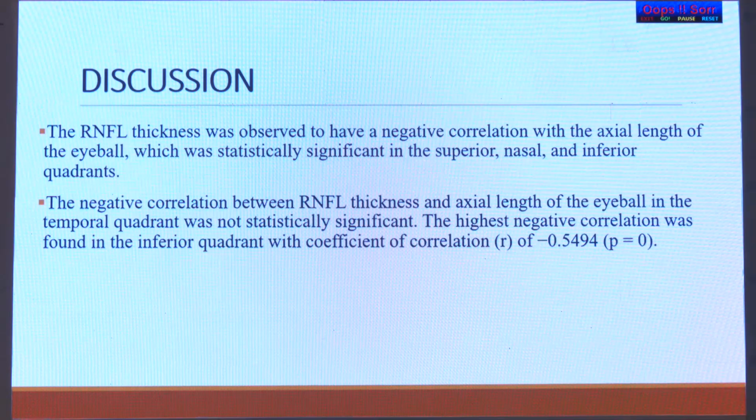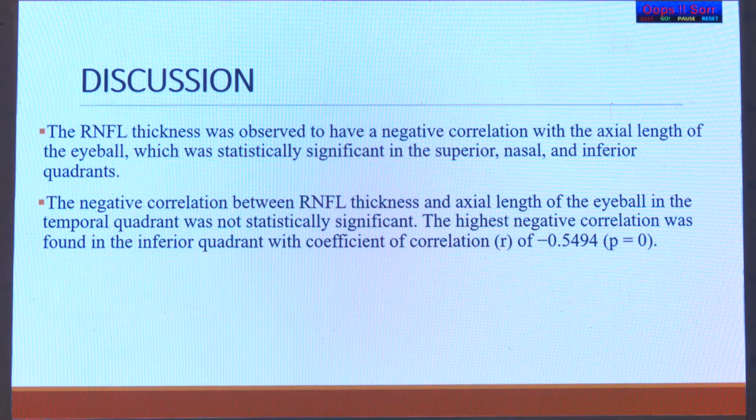Then RNFL thickness was observed to have a negative correlation with the axial length of the eyeball, which was statistically significant in the superior, nasal and inferior quadrants. The negative correlation between RNFL thickness and the axial length of the eyeball in the temporal quadrant was not statistically significant. The highest negative correlation was found in the inferior quadrant with a coefficient of correlation of 0.549.